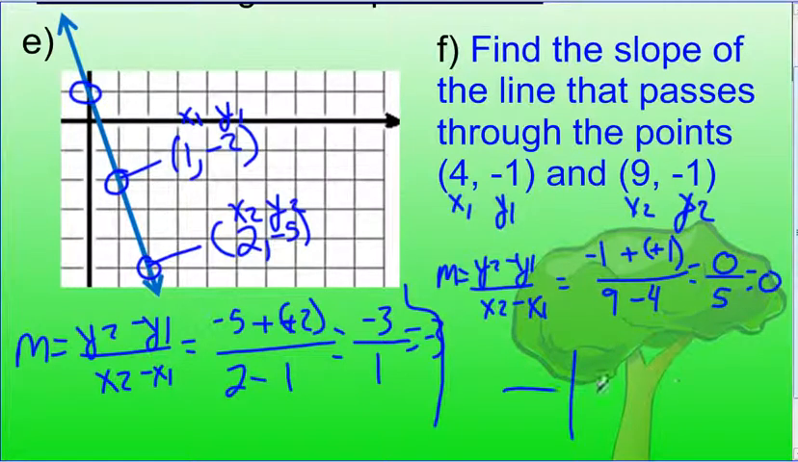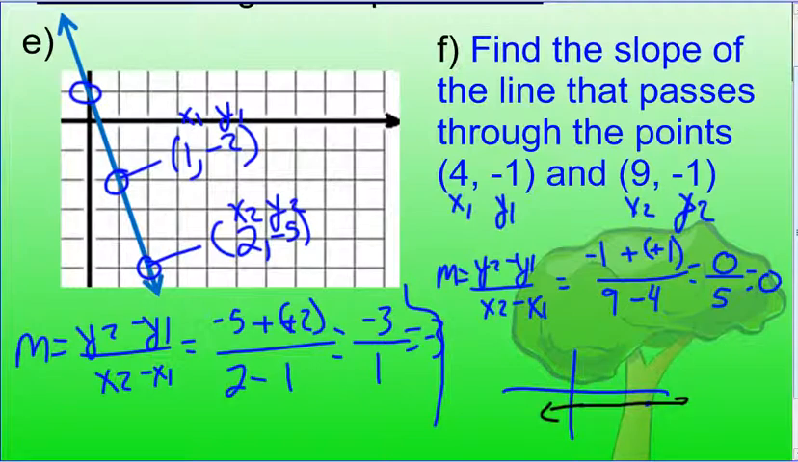If I make a quick sketch of this here, 9, -1. So go over 9, down to -1. This one, over 4, down to -1. This line, I'll draw it in black here, is a perfectly flat line. So it does not have a slant to it. It has a slope of 0.